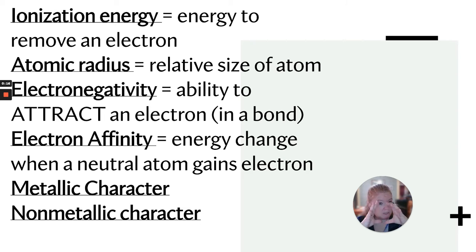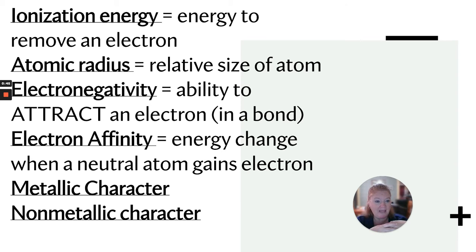Atomic radius, the relative size of an atom. We have to measure it kind of based on bond radius, but just know atomic radius is the relative size. Electronegativity is the ability to attract an electron in a bond. Electron affinity is the energy change that happens when a neutral atom gains an electron. So electronegativity and electron affinity, see how they kind of sound the same? They will follow the same trend, okay?